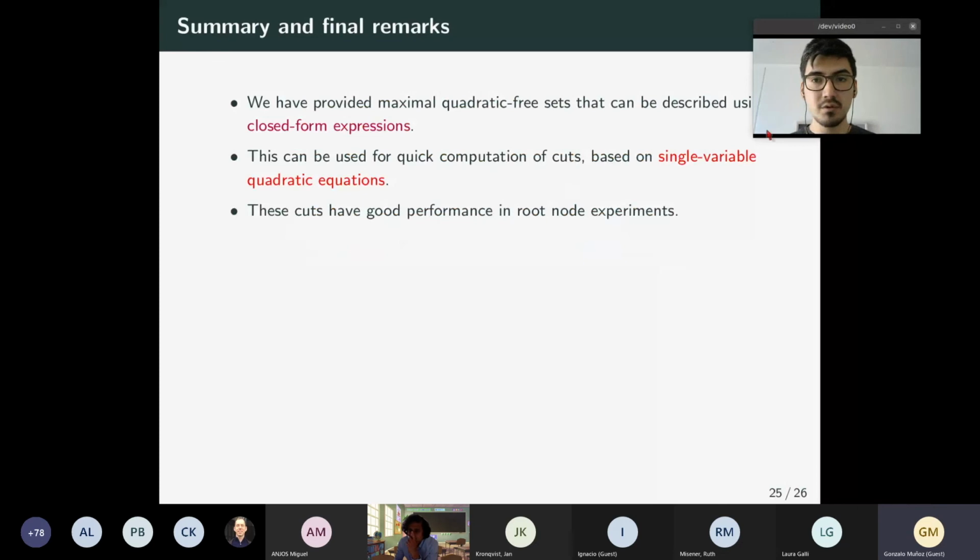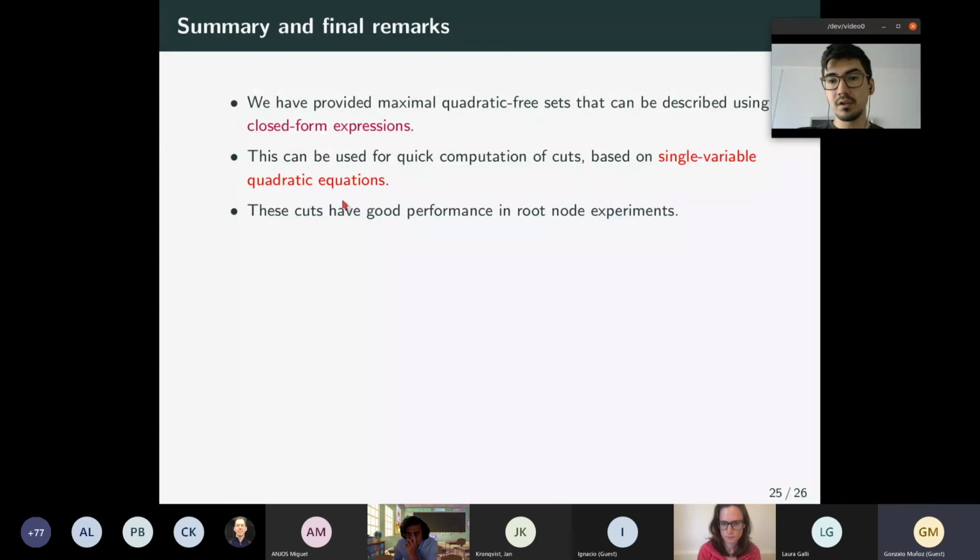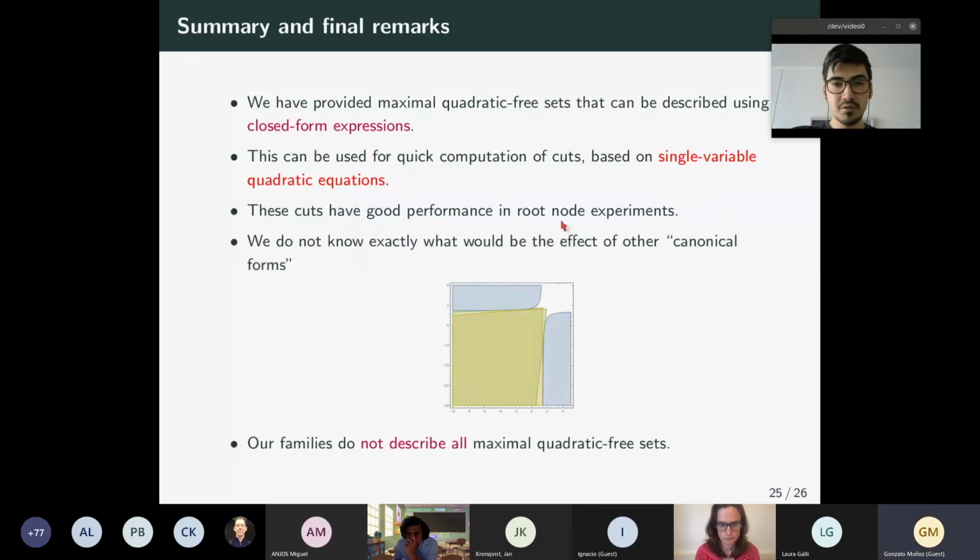In these two papers, we are giving maximal quadratic free sets, and we're giving you some closed form expressions for these maximal quadratic free sets that you could use for quick computation of cuts. The bottleneck of the computation of cuts will be solving a single variable quadratic equation. We observed that these cuts had a very good performance in root node experiments. Some extra comments on this.